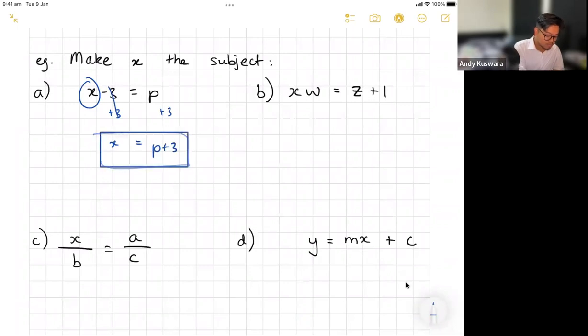And boom, would you look at that? X is now my subject. I've got x on my own and everything else on the other side. Okay, so let's take a look at b.